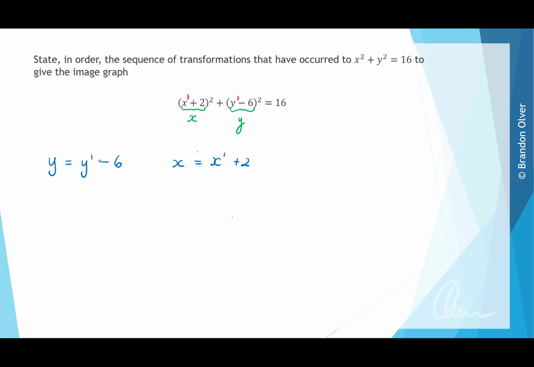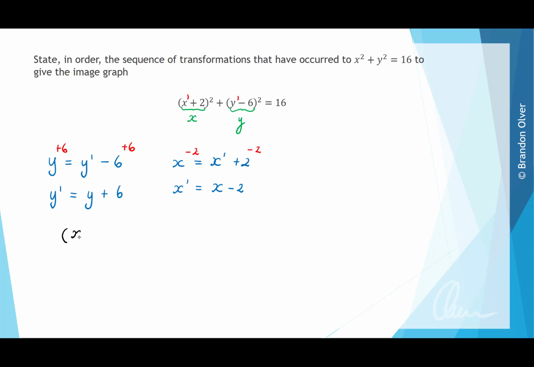So for our equation involving y, I'm going to add 6 to both sides of the equation, and that will give y dash is equal to y plus 6. For the equation involving x, we're going to subtract 2 from both sides of this equation, and that will give us x dash is equal to x subtract 2. So with these two equations, we can now put it back into mapping notation, which can assist us to determine the transformations that have occurred.